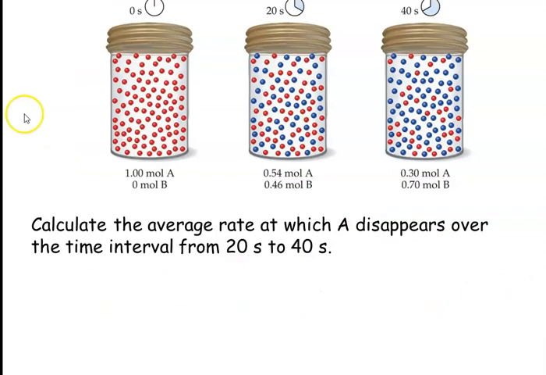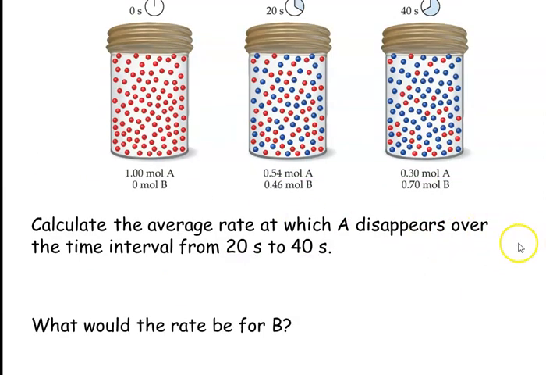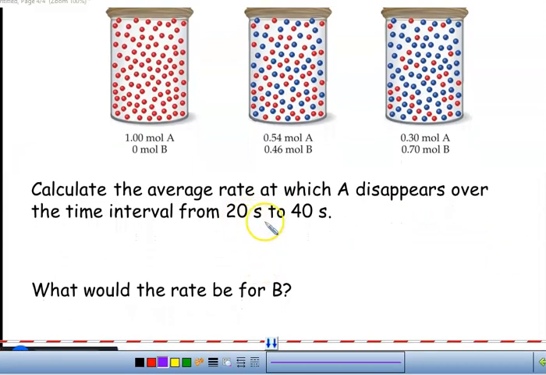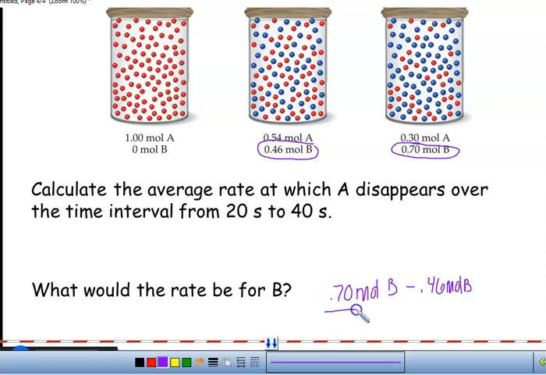All right, so let's look at the next question. What would the rate be for B in that same time frame, that 20 to 40 seconds? Instead of A, we're going to look at B. So it would be the 0.7 moles of B minus the 0.46 moles of B, divided by 40 minus 20, final minus initial.